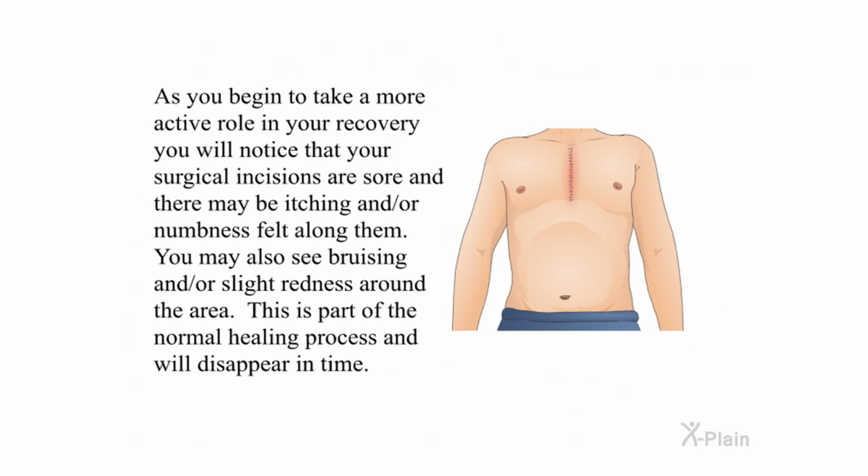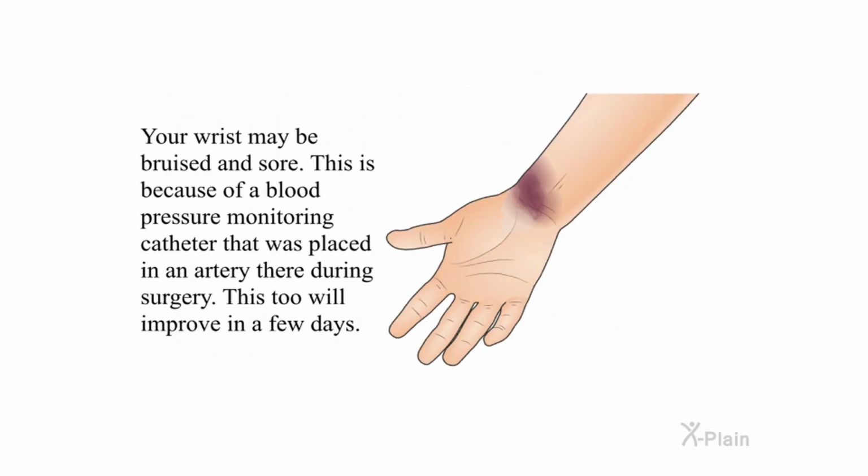As you begin to take a more active role in your recovery, you will notice that your surgical incisions are sore, and there may be itching and/or numbness felt along them. You may also see bruising and/or slight redness around the area. This is part of the normal healing process and will disappear in time. Your wrist may be bruised and sore. This is because of a blood pressure monitoring catheter that was placed in an artery there during surgery. This too will improve in a few days.